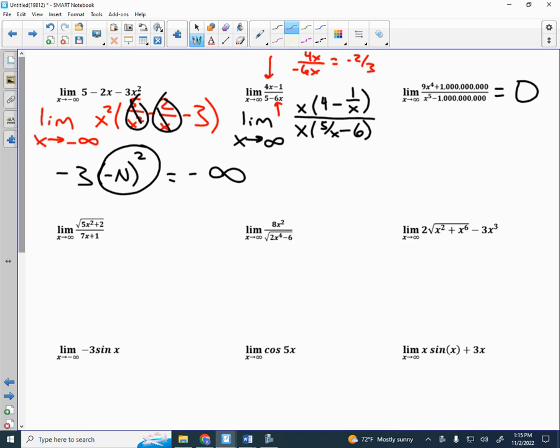What's x over x? 1. What is 1 over x going to go to as x goes to infinity? 0. How about here? What are you left with in the top? What in the bottom? Which gives you? Isn't that nice? There you go.